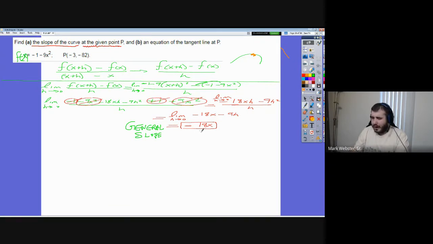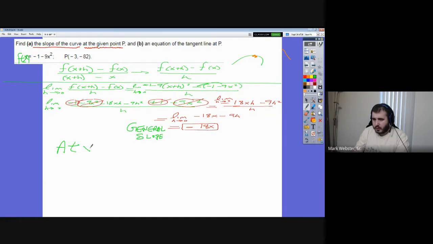So when we're anywhere, negative 18x models the slope of this function, but x is negative 3, right? So at x equals negative 3, the slope is, we plug it in, right? Negative 18, we're going to plug in negative 3 for x to find out what our slope is. Negative 18 times negative 3, I think, is 54, right?